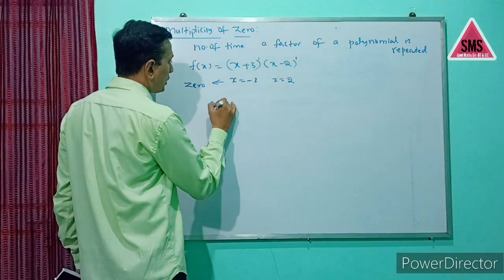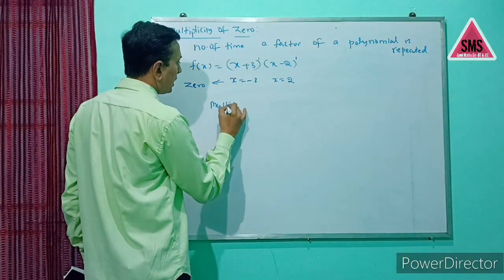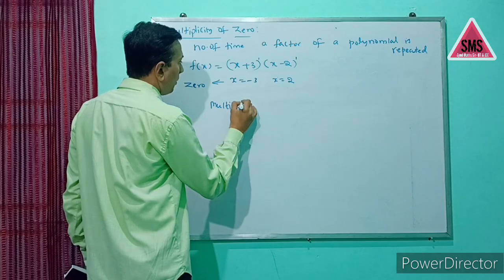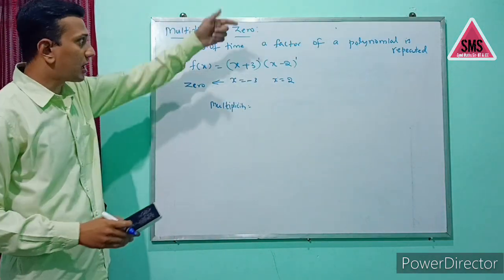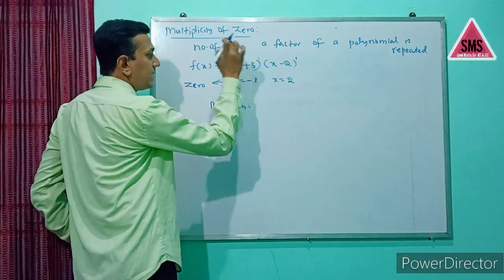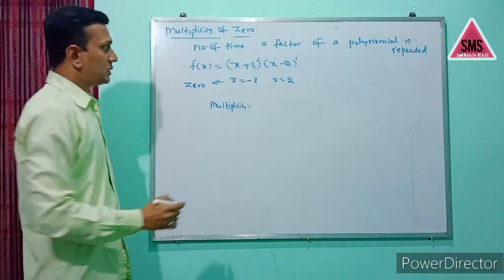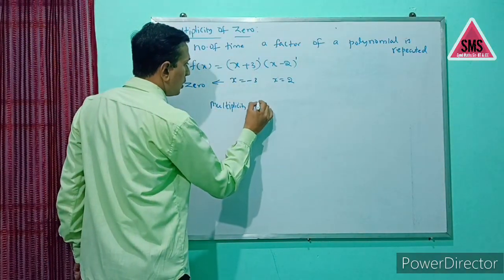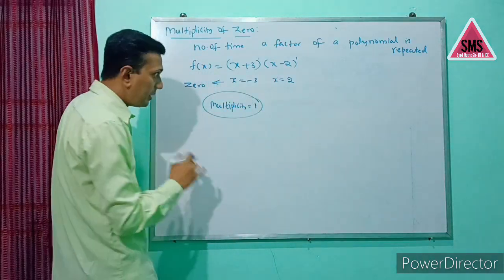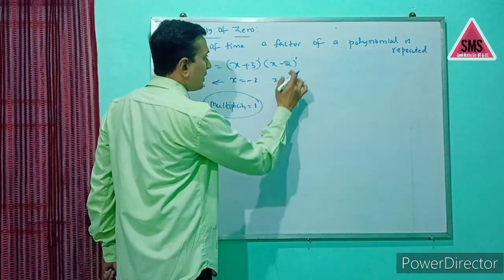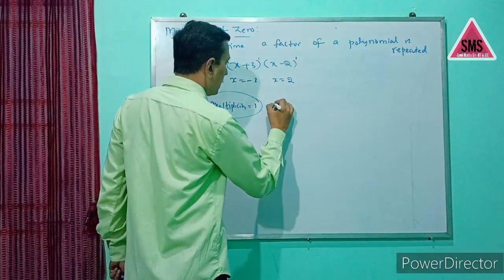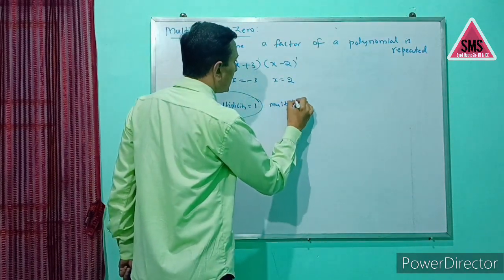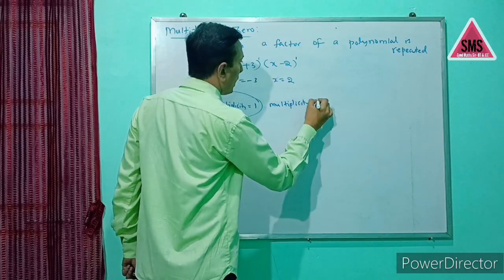If I want to talk about the multiplicity, how many times this x equals minus 3 is occurring or repeating, we can express it based on this exponent. So multiplicity is 1. Similarly, x equals 2, that means x minus 2, has the power 1. So here also multiplicity is 1.